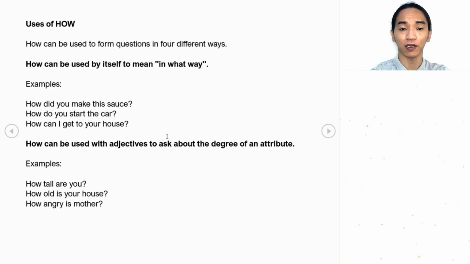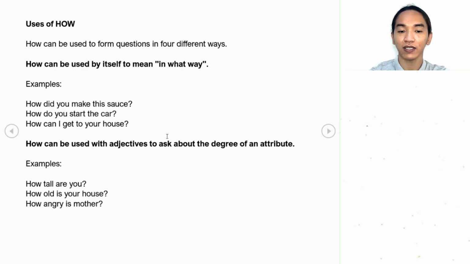For example, how did you make this sauce? How do you start the car? And how can I get to your house? So we are actually asking the manner or the method of doing the action. So for this one, first is in what way, using the question word how.